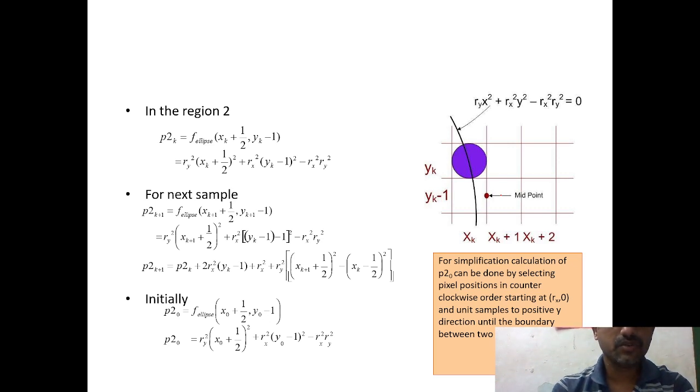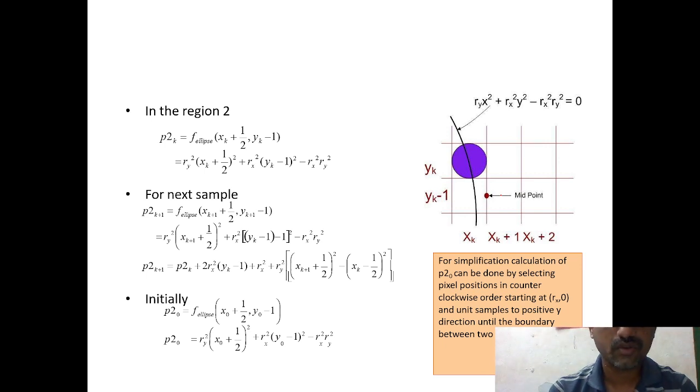In region 2, P2k equals f ellipse of (xk plus 1 by 2, yk minus 1), which is ry square of (xk plus 1 by 2) whole square plus rx square of (yk minus 1) whole square minus rx square ry square. For the next sample, P2k plus 1 equals f ellipse of (xk plus 1 plus 1 by 2, yk plus 1 minus 1), which is ry square of (xk plus 1 plus 1 by 2) whole square plus rx square of (yk minus 1) whole square minus rx square ry square. Then P2k plus 1 equals P2k plus 2 rx square (yk minus 1) plus rx square plus ry square of [(xk plus 1 plus 1 by 2) whole square minus (xk minus 1 by 2) whole square].